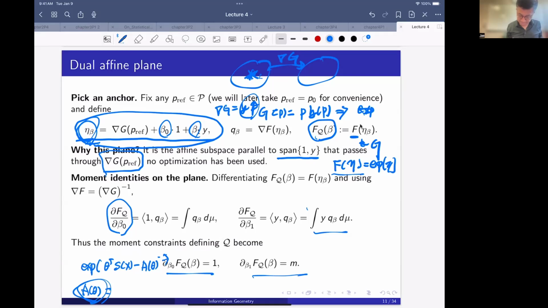For this one we should use this, because this guy is indeed the gradient of G, nabla G of p, right?